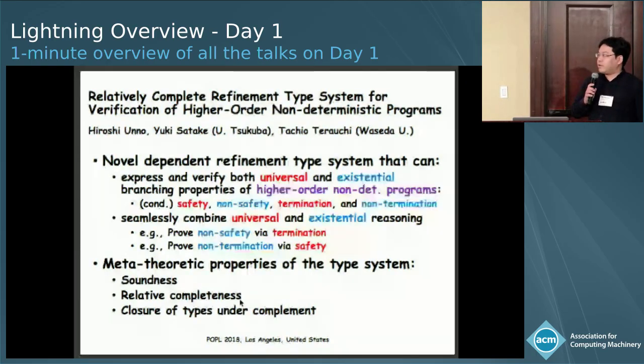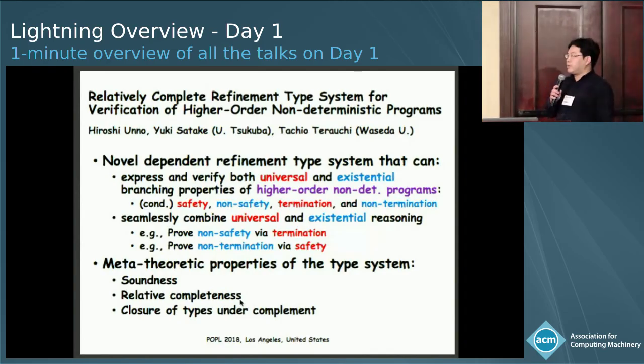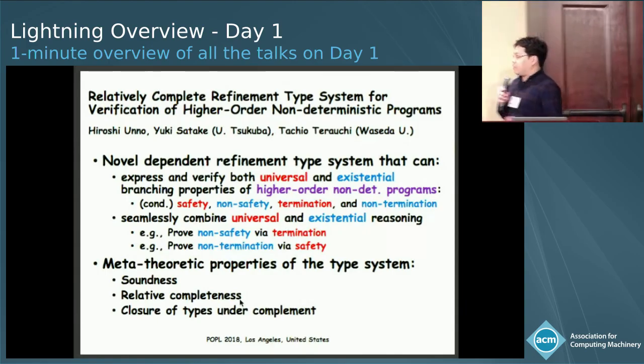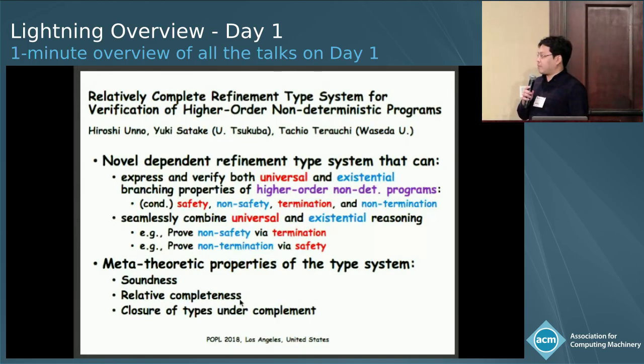This talk will be about verification of higher-order and non-deterministic programs. We propose novel dependent refinement types that can express and verify both universal and existential branching properties of programs. And our system can seamlessly combine universal and existential reasoning. For example, we can prove non-safety via termination and non-termination via safety. We have also studied meta-theoretic properties of the type system, such as soundness and relative completeness, and we also show that types are closed under complement in our system. Thank you.